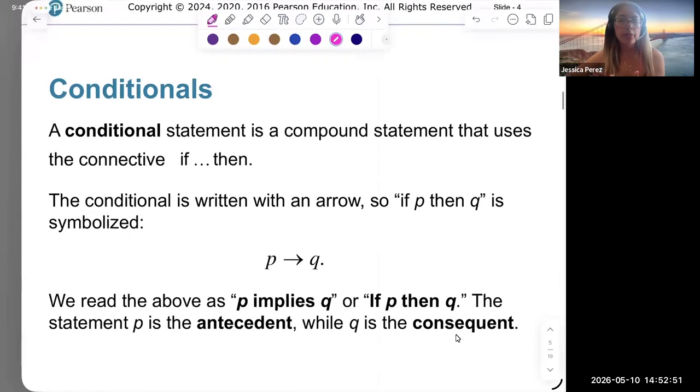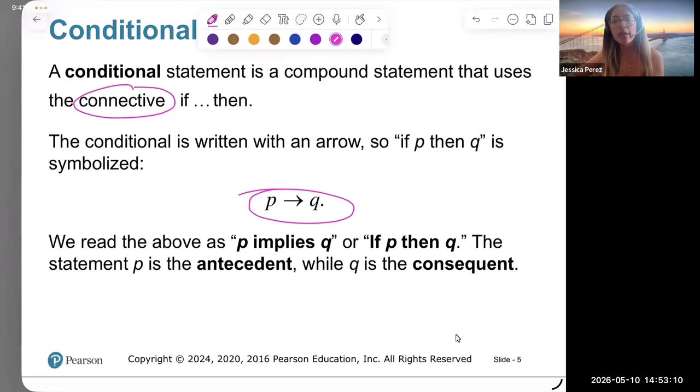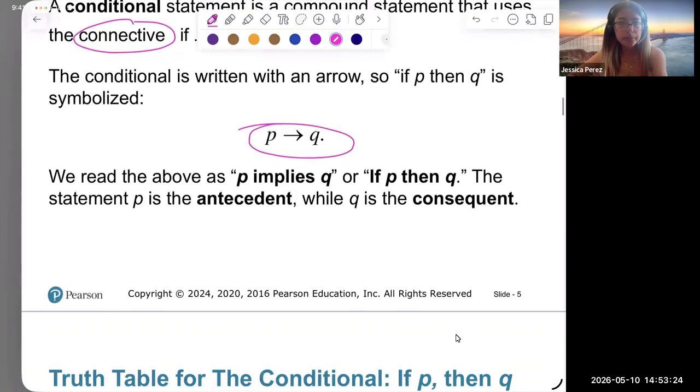So let's begin with some definitions. A conditional statement is a compound statement that uses if and then. So our connective for this section is if and then. The conditional symbol is written if P then Q. It symbolizes as an arrow: if P then Q, or P implies Q. P is the antecedent while Q is the consequent. So we have all of these synonyms that go with the connective: P implies Q, if P then Q, antecedent and consequent.